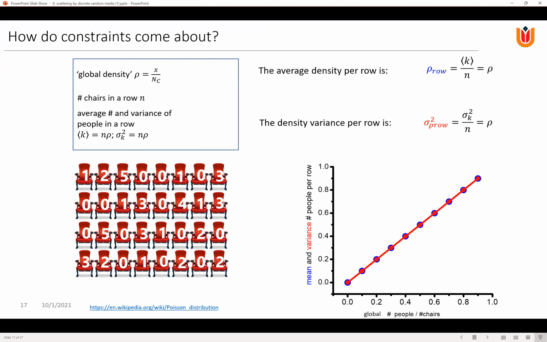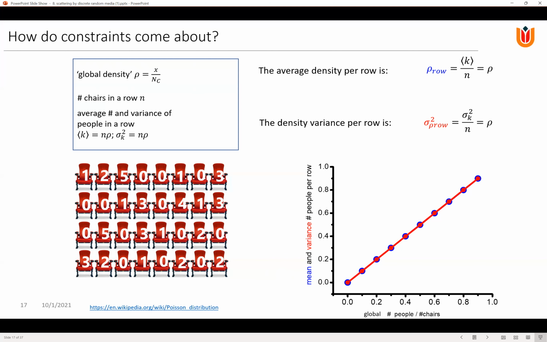So expressed as densities, that means that the average density in the row is going to be equal to the global density, but the density variance in the number of people per row is also going to be equal to that same density. This is all because we allow some seats to be empty, because we allow some seats to be filled by 5 people. Of course, this is not, at least in this experiment, a feasible question.